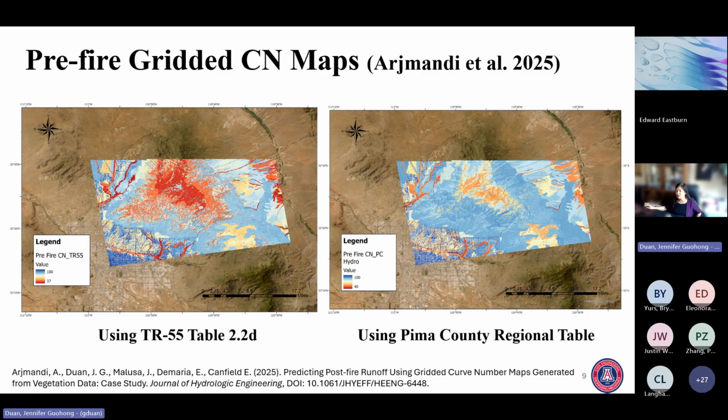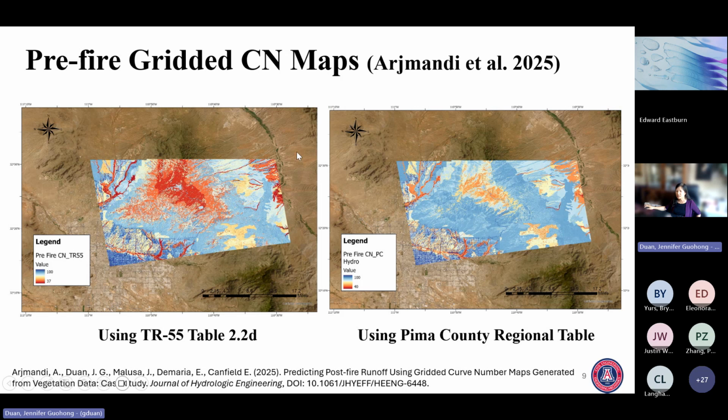In fact, it is a CN curve. What you see here is much more red. TR55 provides red, much redder than our PC Hydro table. Why? The red means the lower curve number. 37 is the lowest one, and 100 is the blue ones. What that means is TR55 produced smaller curve numbers than our PC Hydro. This is the pre-fire conditions, pre-fire vegetation.